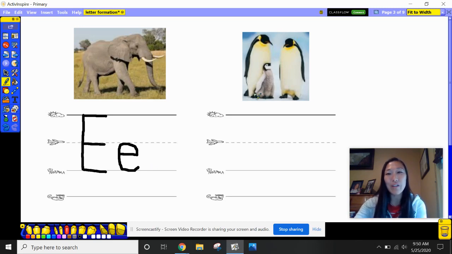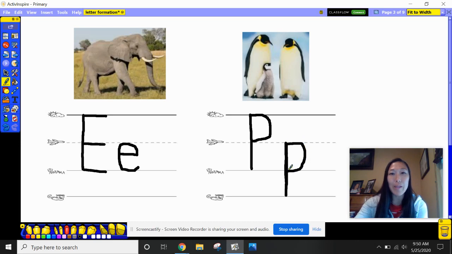Next group of animals here, we have some penguins. Penguins. If you said penguin starts with P, you are correct. Let's do the uppercase P first. Starting at the skyline, go down to the grass line, go back up to the skyline, and curve down to the plain line. Very good. All right. The lowercase p, we start on the plain line. Go down to the worm line, trace back up to the plain line, and curve down to the grass line. P, pan, p. Very good.